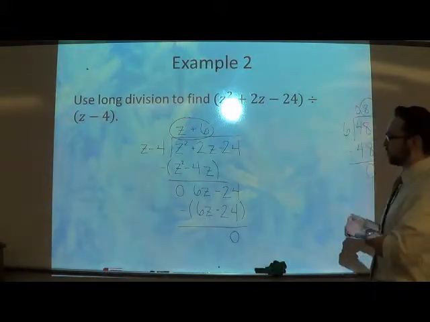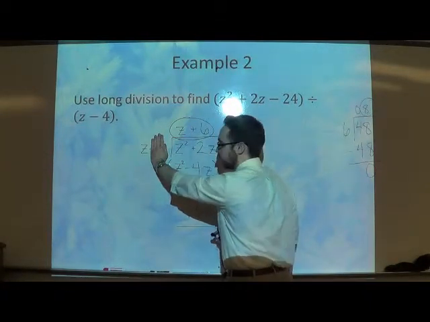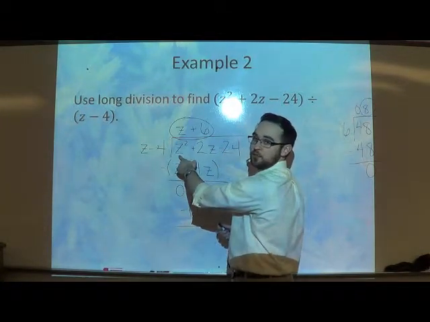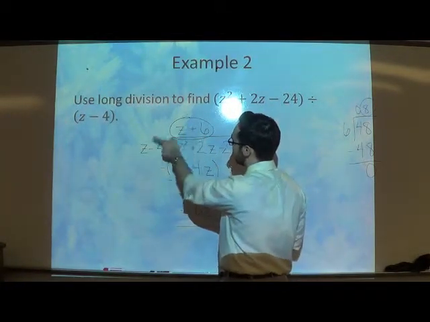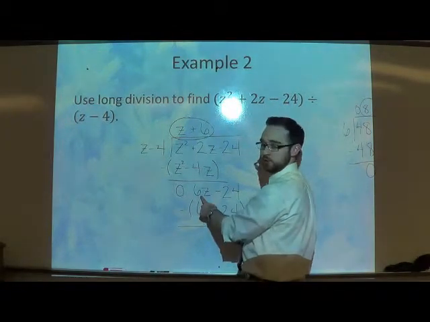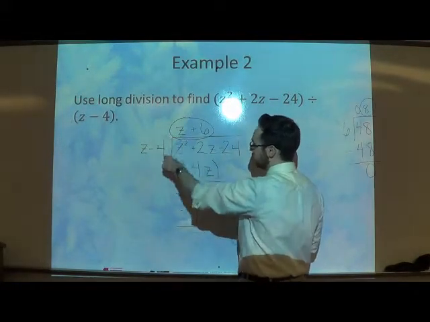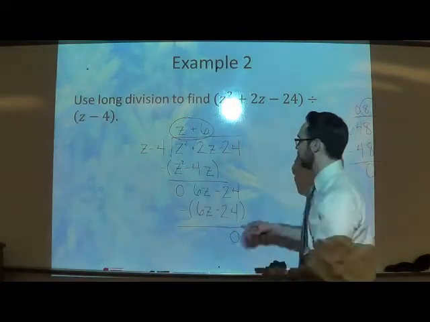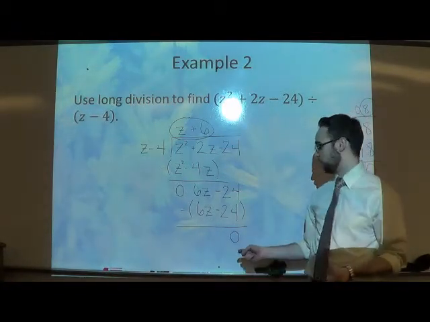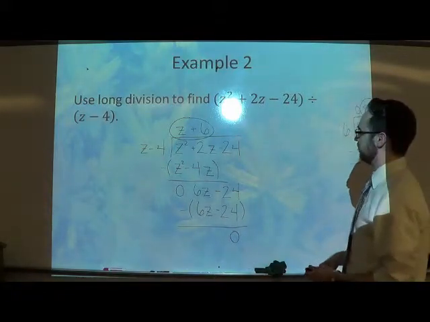So all you want to do is ask yourself, you're looking at the very first term only, ignore this at first. You say, what times this is going to get me this, the first term here. Then you distribute that to both, subtract, and say, okay, now I'm looking at my new first term. What times this first term will get me this first term? Distribute it, subtract, and you want to go until you run out of terms over here to bring down, and that's it. So you might have a remainder sometimes, that's okay.